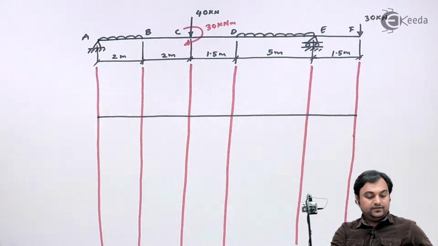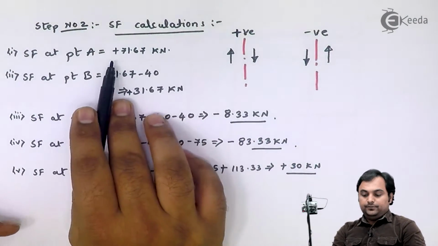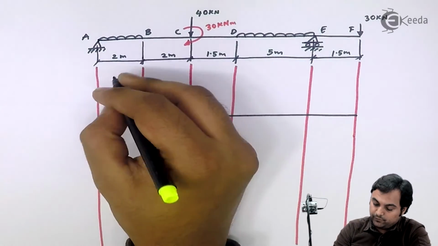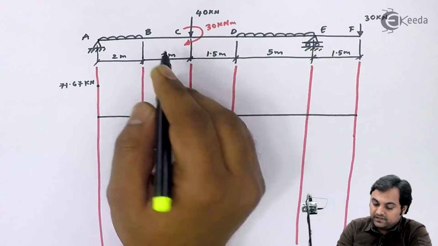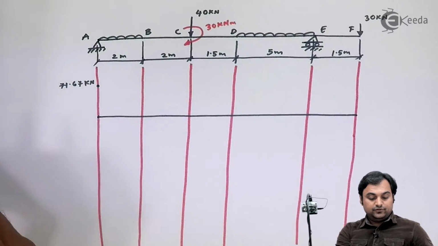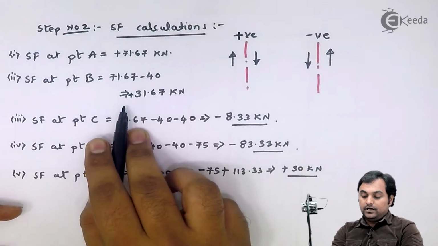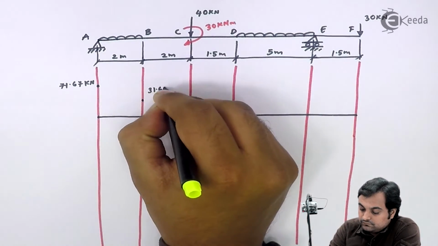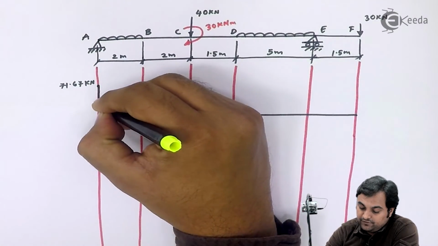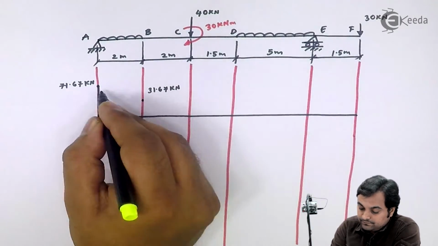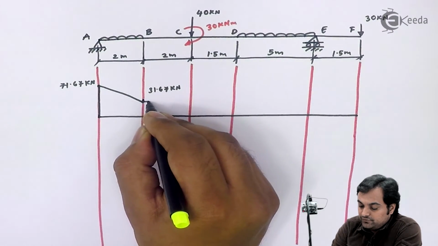Shear force at A, the value which I have, it is 71.67 kilonewton positive sign. So here I have positive sign, means it would be above the line. Next, at point B, I am getting shear force value as 31.67 kilonewton, again positive. Now as there is UDL between A to B, this shear force will be an inclined line. Next, between B to C there is no load, so shear force will remain constant.